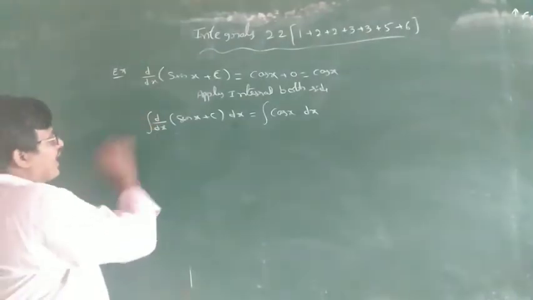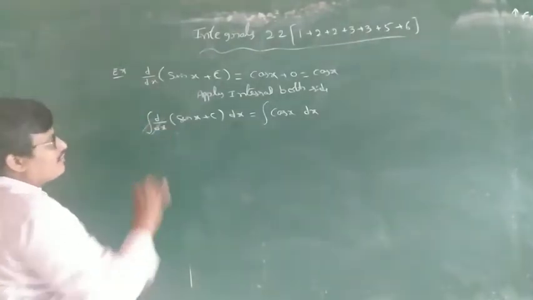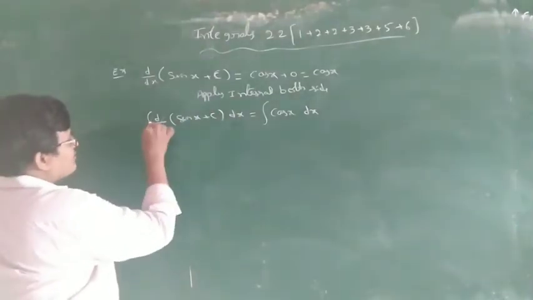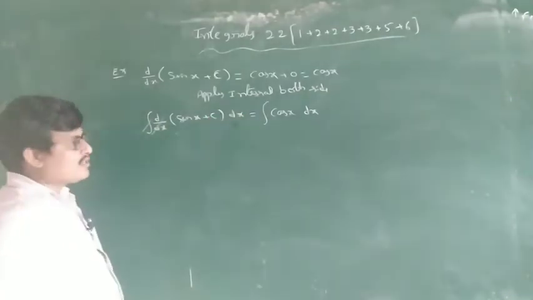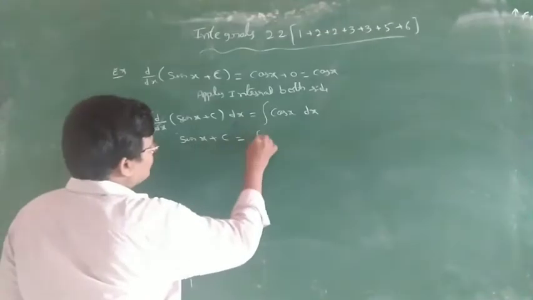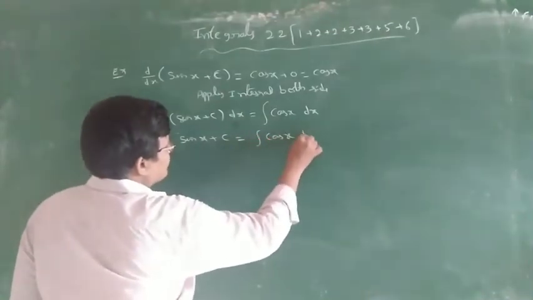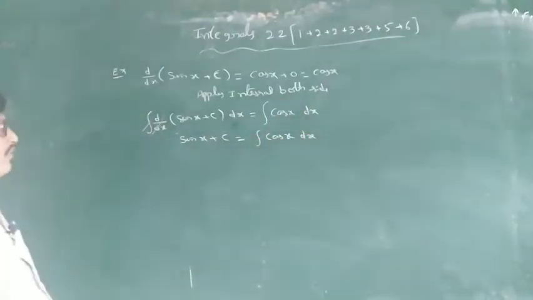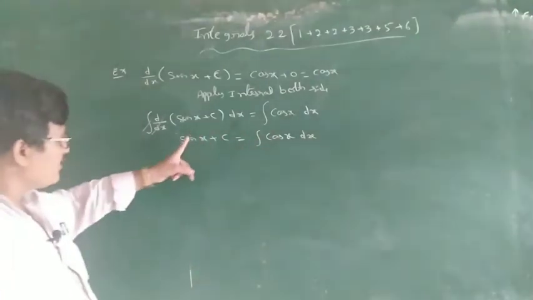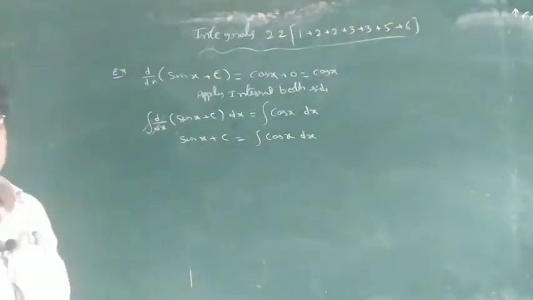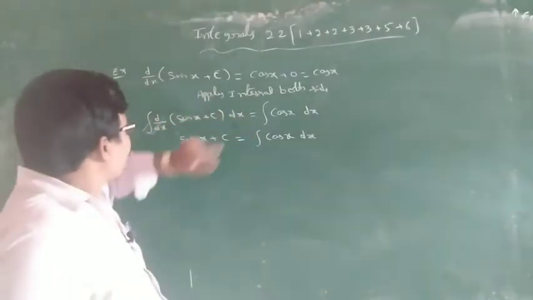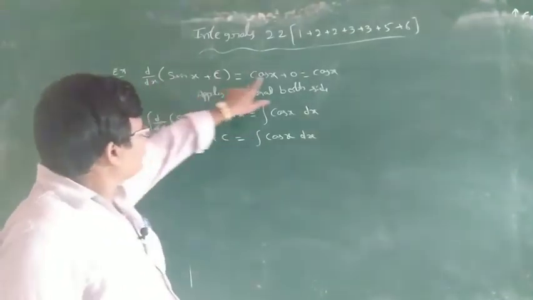So integration is the antiderivative. Antiderivative means the derivative and integration cancel, so you can cancel, and automatically dx is also removed. So sin x plus c is equal to the integral of cos x dx. So the integral of cos x is equal to sin x plus c. Plus c is compulsory.